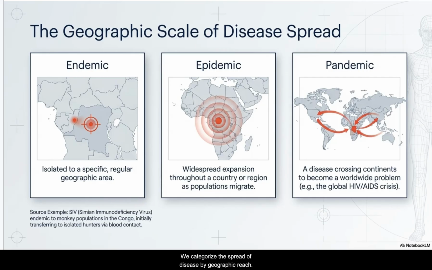We categorize the spread of disease by geographic reach. For example, an endemic disease is isolated to a specific regular area. An epidemic sees a widespread expansion throughout the country or region. A pandemic occurs when a disease crosses continents and becomes a worldwide problem, as we saw with the global HIV and AIDS crisis, or even during COVID. We labeled it a pandemic because it was across continents and throughout the globe.